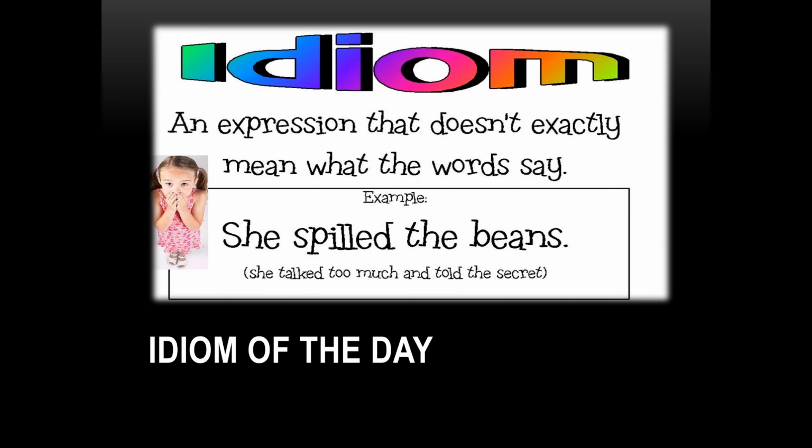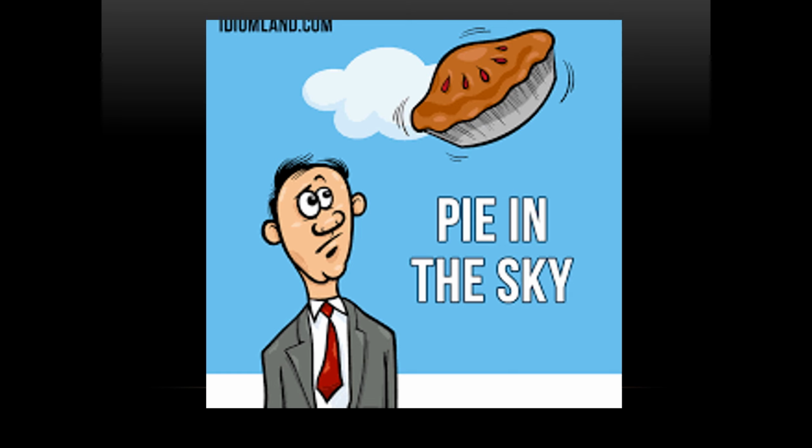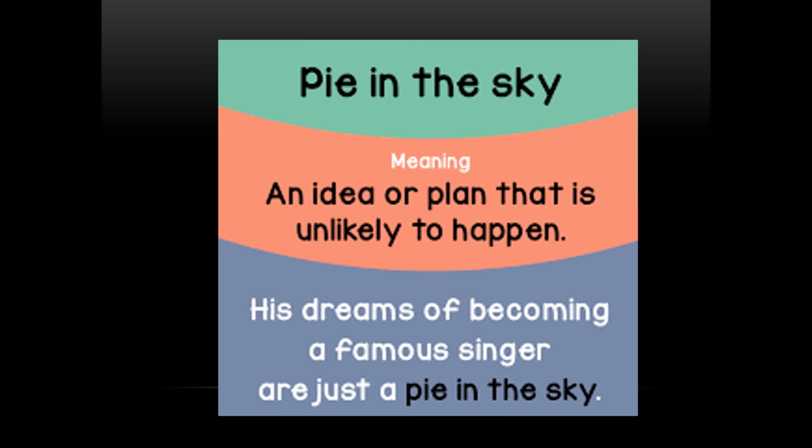What does spill the beans mean? To tell a secret. Spill the beans का मतलब होता है कोई secret बता देना. She talked too much and told the secret. She spilled the beans. So today's idiom is pie in the sky. What does that mean? It means an idea or plan that looks wonderful but that is unlikely to happen. So you can use it in a sentence like, his dreams of becoming a famous singer are just a pie in the sky. They don't look real. We don't believe he would be a famous singer.